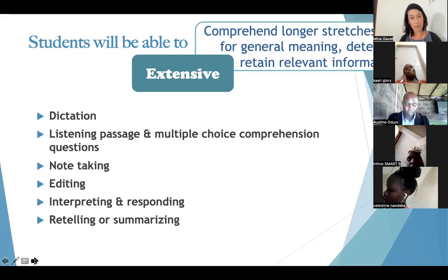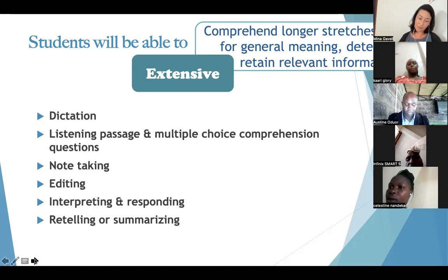Editing is another task that isn't very commonly done. This would be an example where students have a text in front of them. They're also listening, but there are some differences between what they hear and what's written, and they have to edit the text in front of them to correct it. Interpreting and responding, so maybe students listen to, for example, a radio article or a video about a news thing, and then they have to respond and give their own thoughts or ideas.